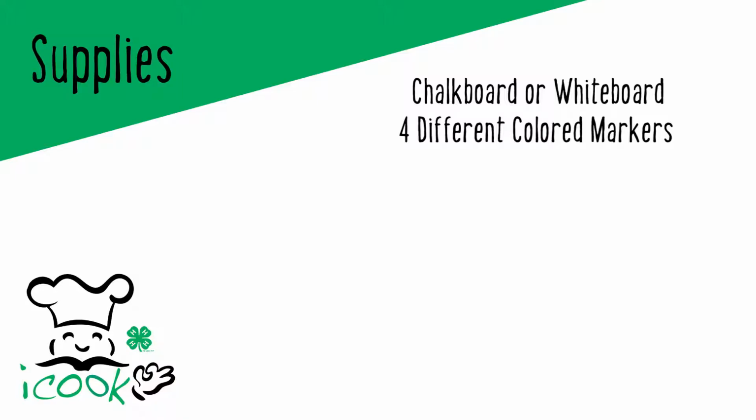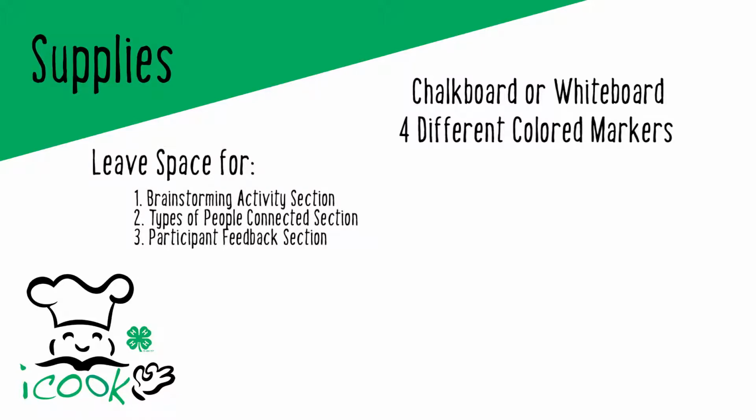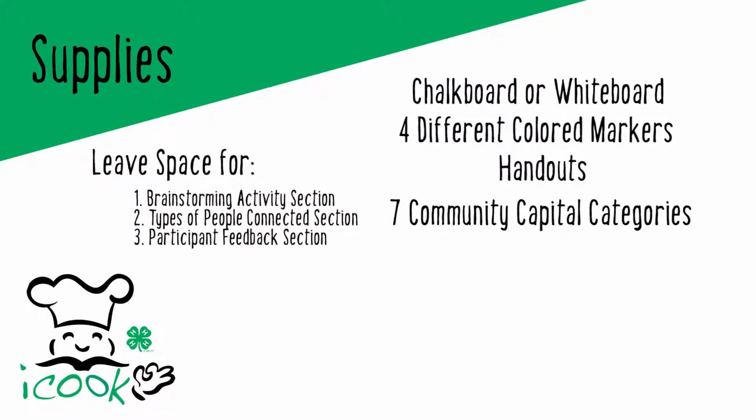You also will need space off to the side of the designated mapping area to record the following: a brainstorming activity section, types of people connected section, and participant feedback section. You need to print off handouts for participants. These can be found in the Leader Guide as well. You will also need the 7 community capitals printed off for your mapping area.